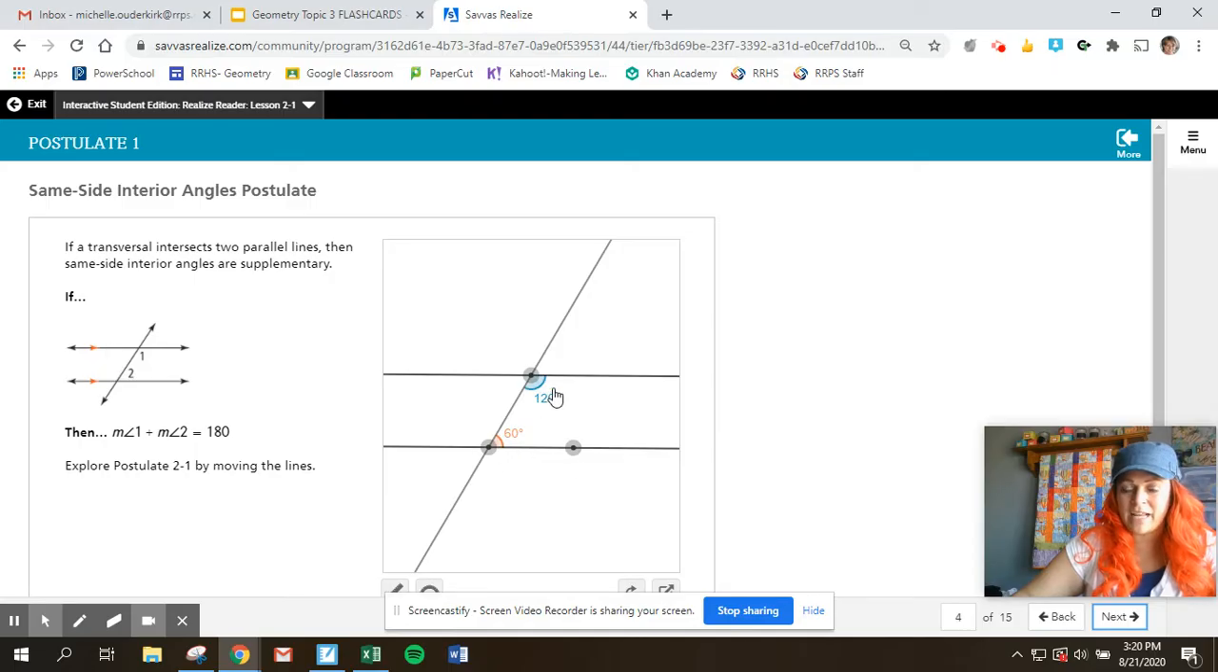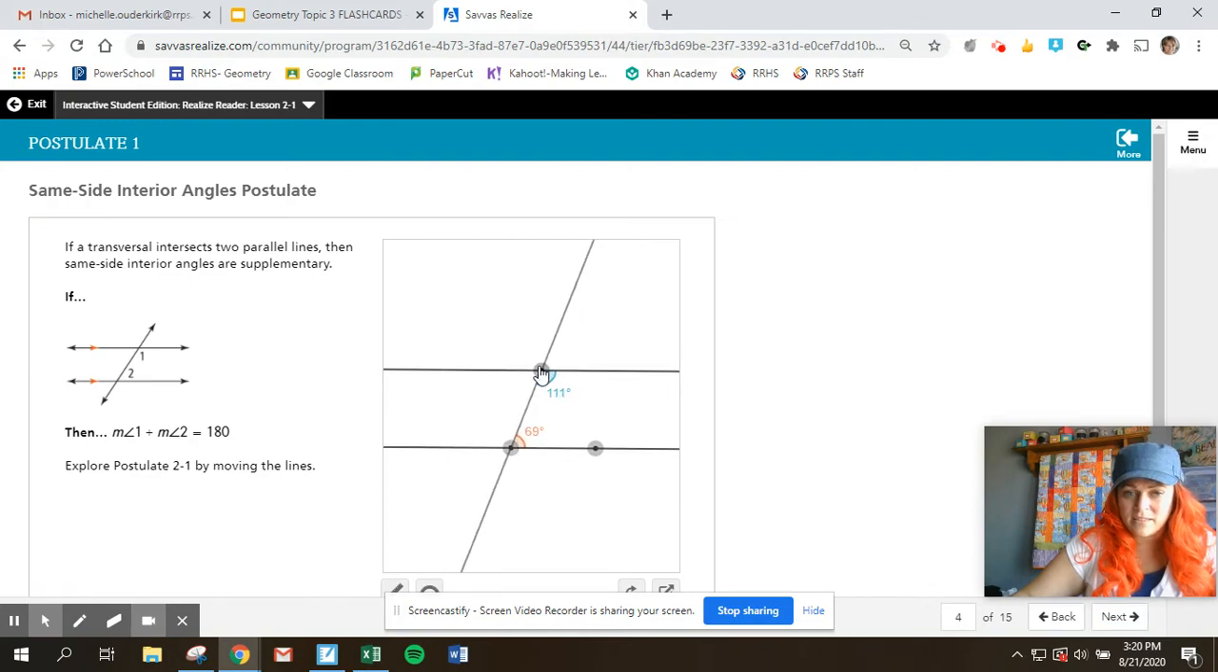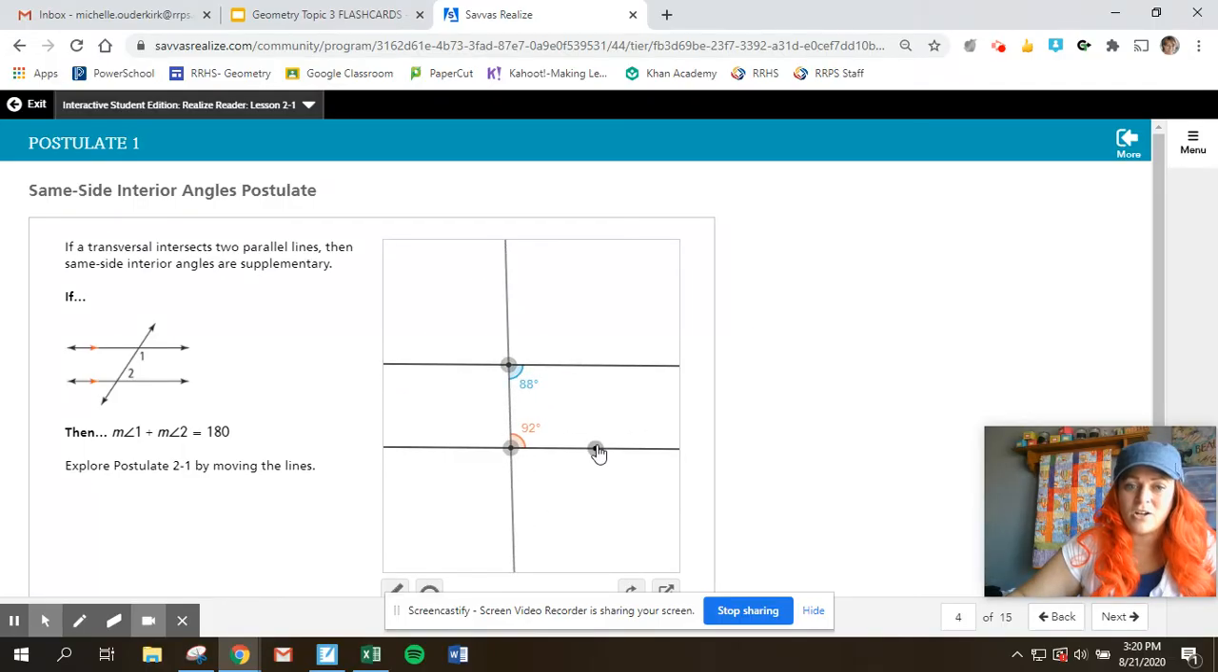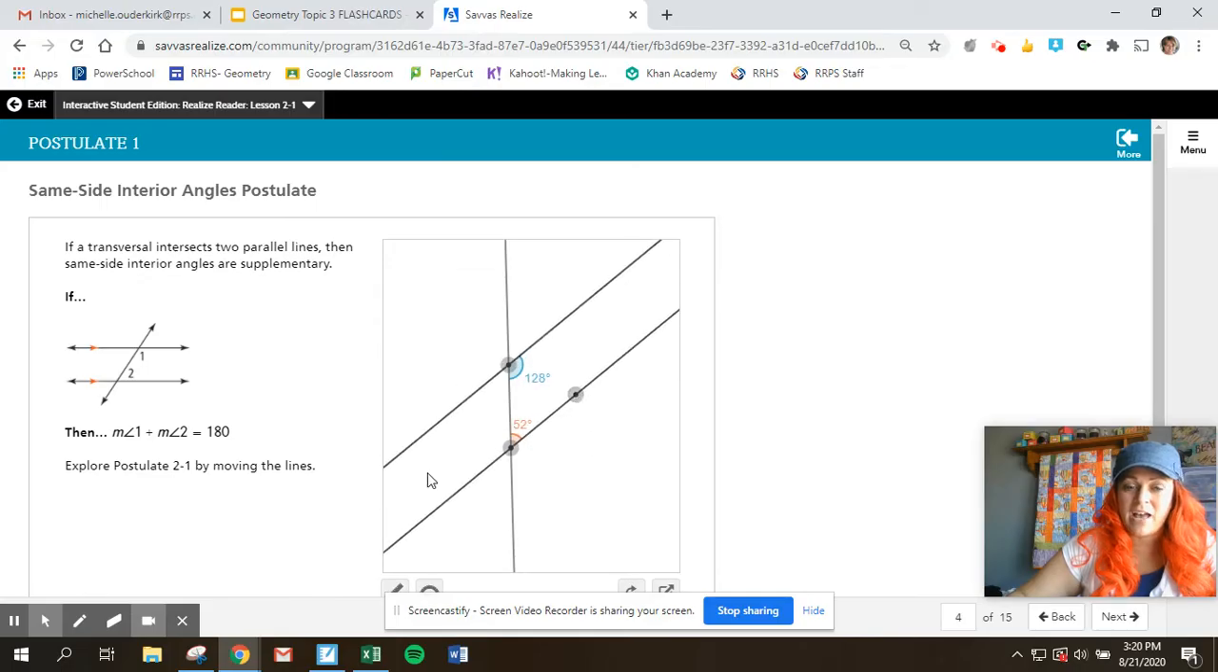Okay, so look at these. Supplementary means they add up to 180. 120 and 60 add up to 180. But if these lines are parallel and I move this, those numbers still add up to 180, still 180 no matter how I move it. So these same side interior angles that make that capital C are supplementary. No matter how the parallel lines move, as long as they're still parallel, that will be true. Those two angles add up to 180, which means supplementary.